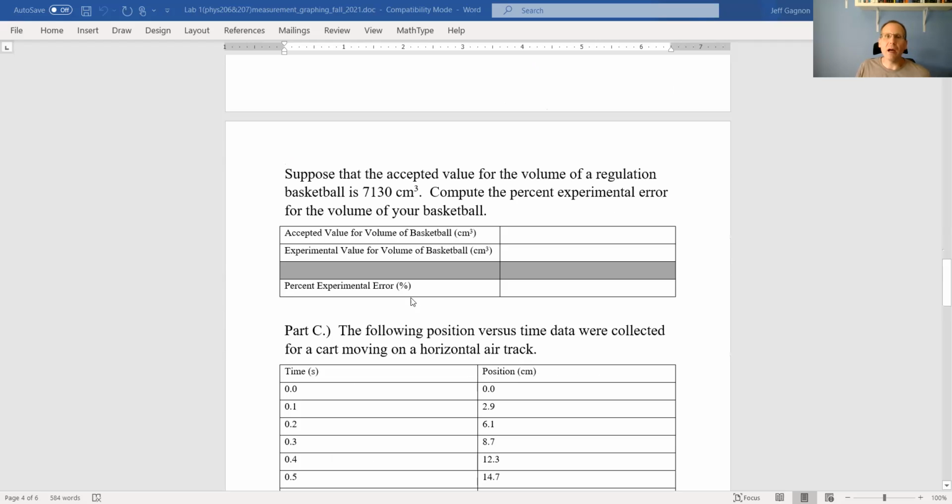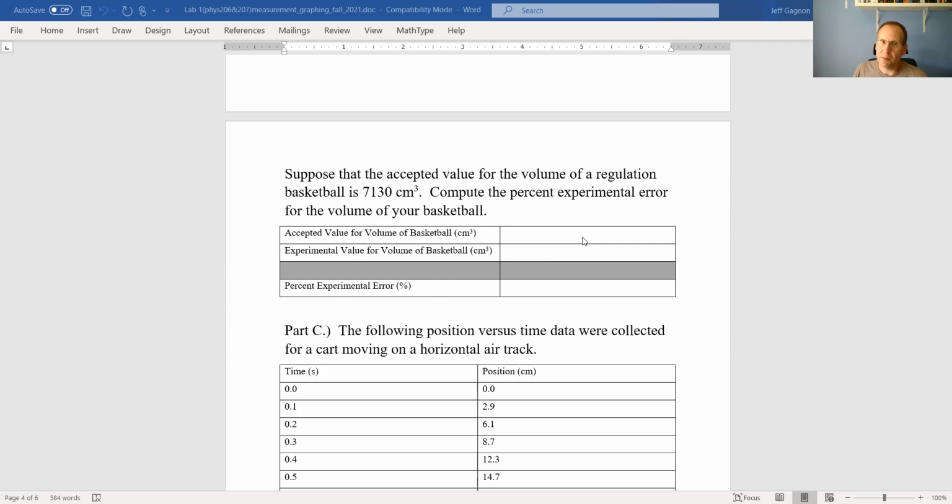And then you want to compute a percent experimental error comparing your value to the accepted, think of this, the accepted gold standard value, right? So you have to compute the percent experimental error. Again, if you forgot how to do that, you can look that up in my measurement video or measurement handout.